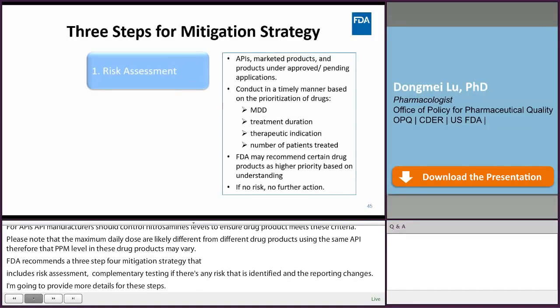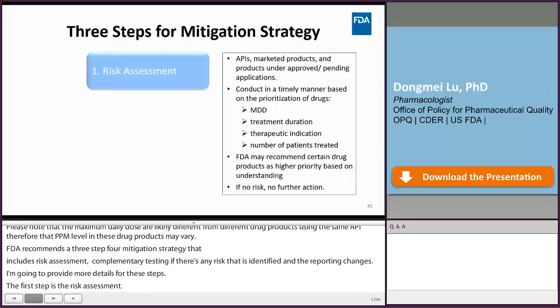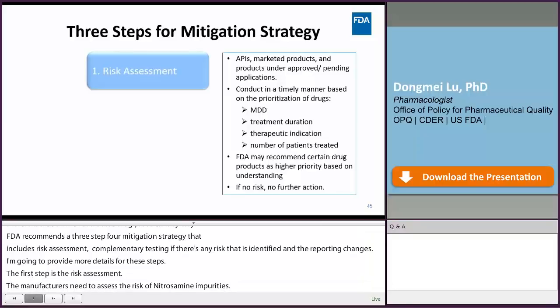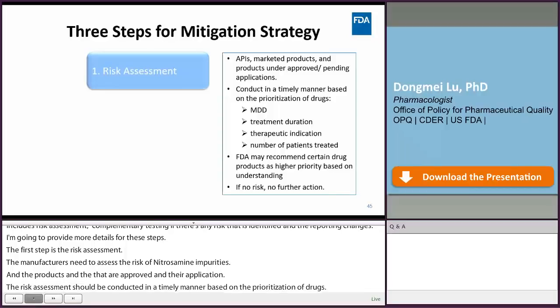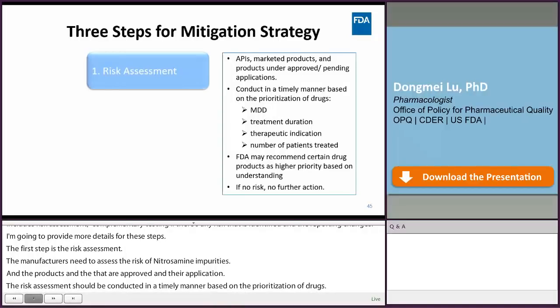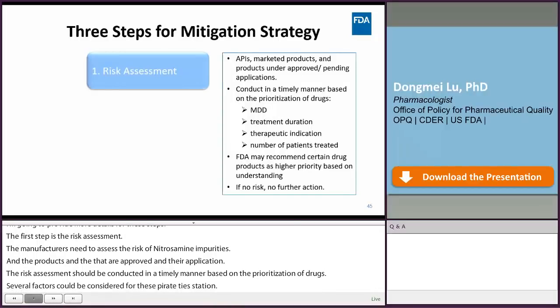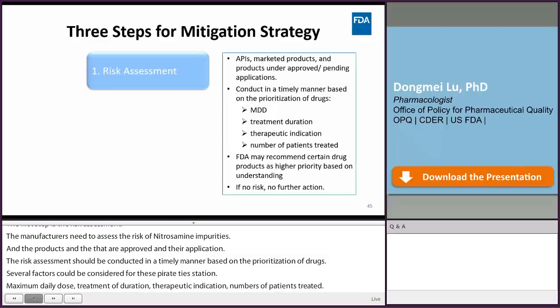The manufacturers need to assess the risk of nitrosamine impurities in APIs, marketed products, and products under approved and pending applications. The risk assessment should be conducted in a timely manner based on the prioritization of drugs. Several factors could be considered for this prioritization: the maximum daily dose, treatment duration, therapeutic indication, and number of patients treated. FDA may recommend certain drug products as higher priority based on the understanding. And here I want to point out that if no risk is identified, no further action is needed.